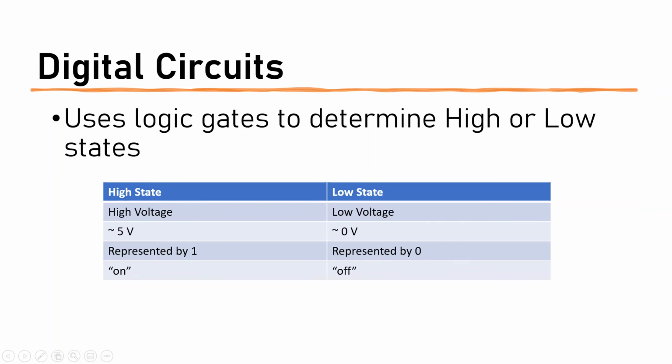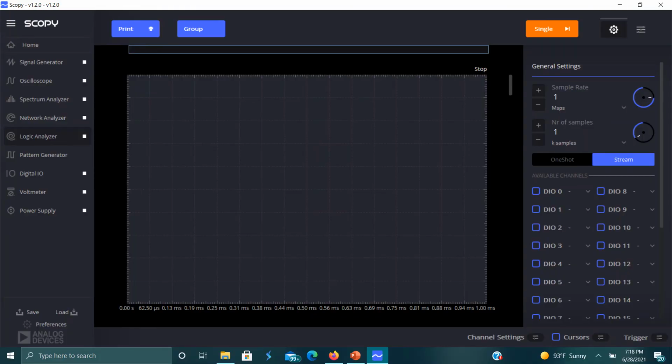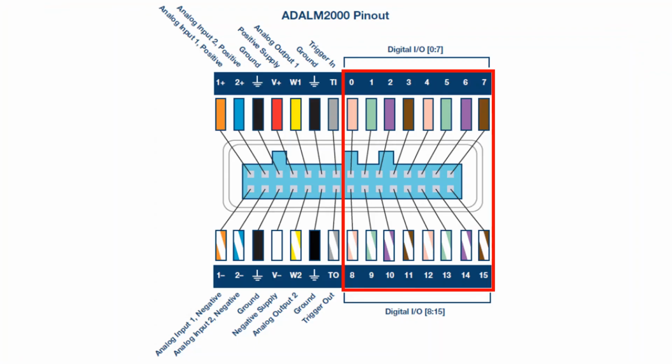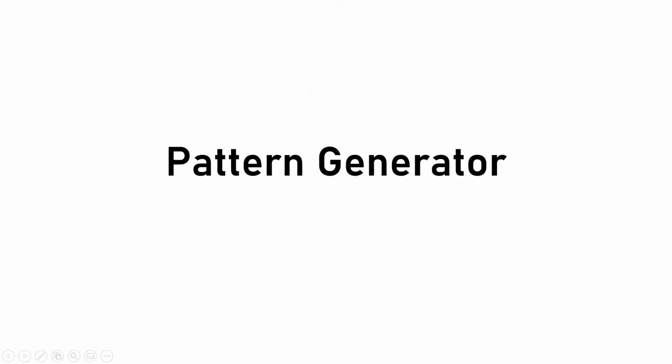They can also be referred to as high voltage and low voltage, typically in a range of about 5 volts for high and 0 volts for low. These voltages are also represented by logic numbers 1 and 0, or said to be either on or off. On the M2K, the right-hand side of the screen shows some controls to set the sample rate and number of samples for the logic analyzer, and there is also a section to view the available channels. On the pinout of the M2K, the 16 digital input or output pins are used to implement the logic analyzer.